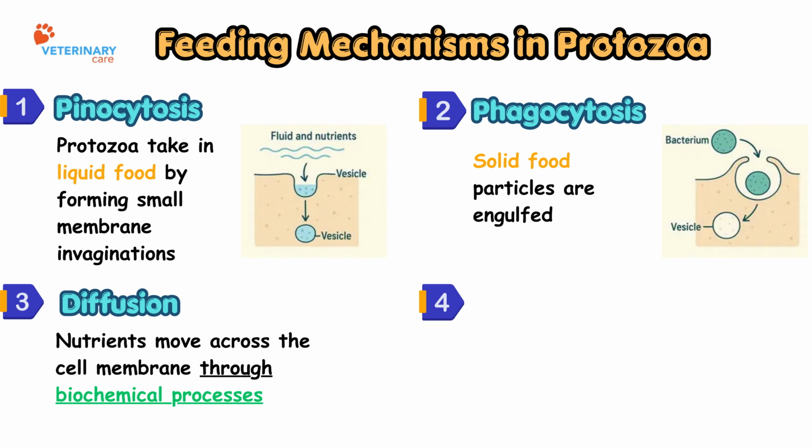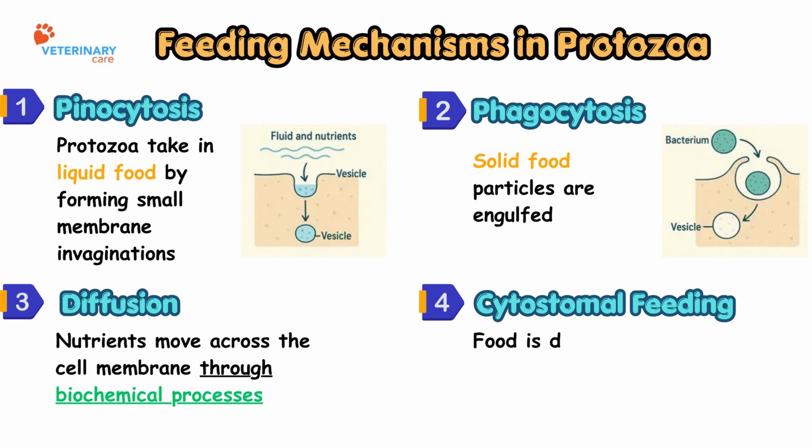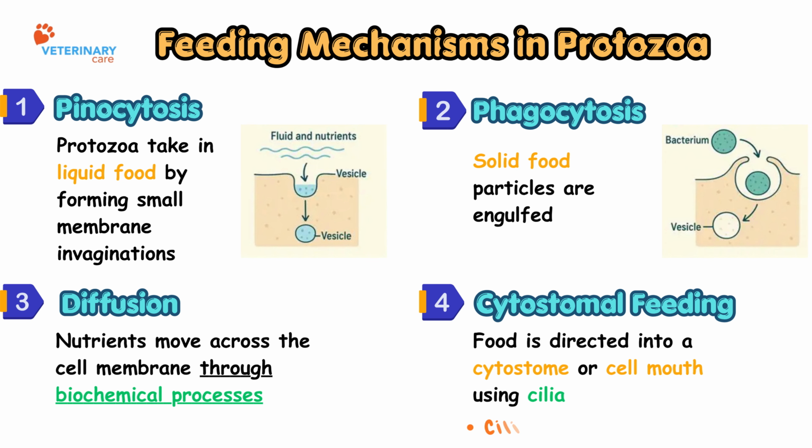The fourth is cytostomal feeding, where food is directed into a cytostome or cell mouth using cilia. This is commonly seen in ciliates.